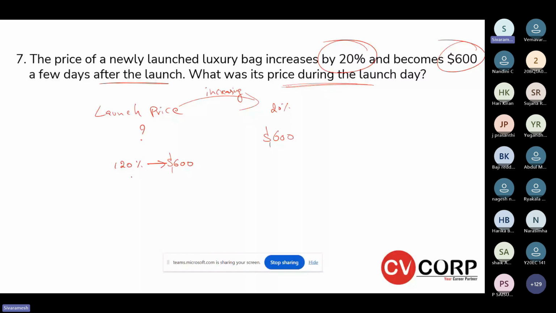If you do cross multiplication, or else directly you can say here itself, 120% is 600, so 100% will be 500. So $500 will be the price of the bag during launch day. Very simple logic. After increasing, the price is 600. Before the launch day, what will be the price? It is 100%, so 100% is 500. Okay, let's see the next one.